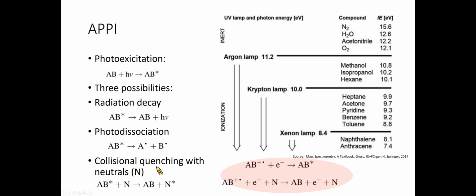Even if AB+ radical ions have formed, they can be lost by neutralization via recombination with free electrons present in the plasma, along with moderating ion-neutral collisions. This figure illustrates the relationship between UV lamps and the ionization energy of a compound. The compounds can form an ionized species only when the UV lamp provides sufficient energy to overcome the ionization energy.